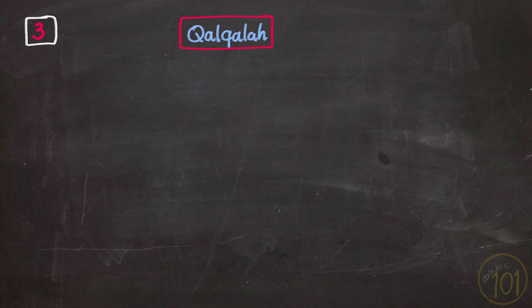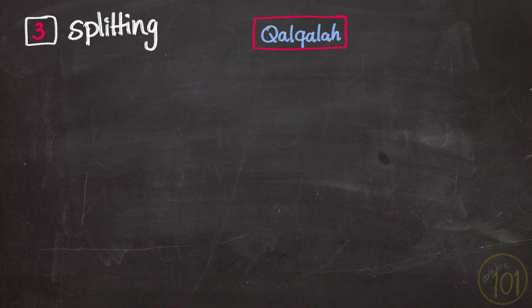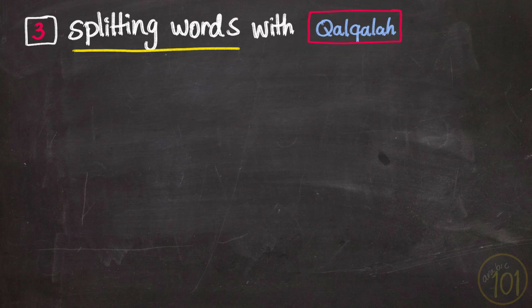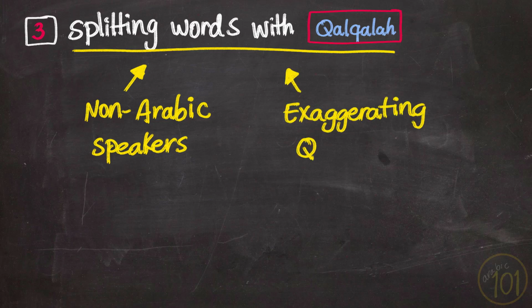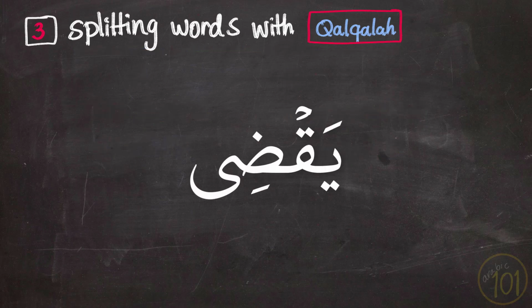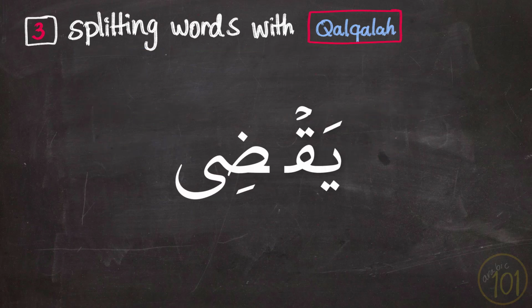The third mistake is splitting words with qalqalah. This is quite a common mistake among non-Arabic speakers, as well as those exaggerating the qalqalah sound too much. And it is essentially adding a short pause or sakta after a qalqalah letter in the middle of words, like what we hear in these examples.